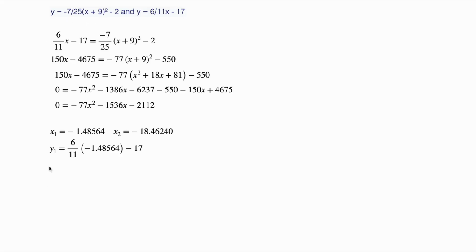Then I'm going to feed both of these values into the line equation because it's a little easier than the parabola equation. And we get y1 is equal to 6/11 times negative 1.48564 minus 17, and that gives us negative 17.81035. y2 is 6/11 times the negative 18.46240 minus 17, and that gives us negative 27.07041. Then we go back to the program and plug that in.